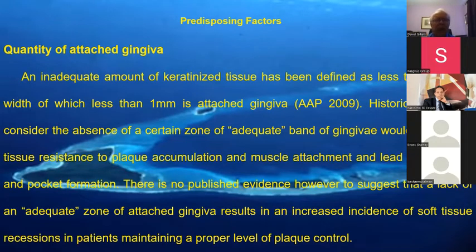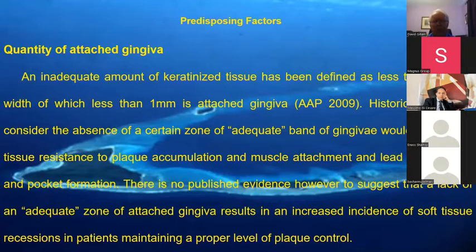There's always been this issue about quantity of attached gingiva, and there was a definition years ago which seems to keep coming up about less than 2 millimeters width, of which less than 1 millimeter is attached gingiva. Historically they considered the absence of a certain zone of attached band of gingiva would reduce the tissue's resistance to plaque accumulation and muscle attachment, and subsequently lead to recession and pocket bed.